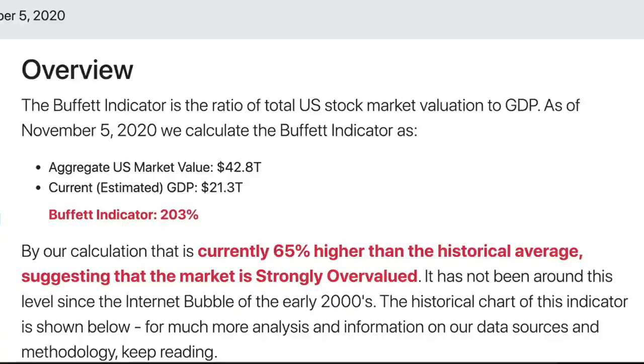Hello everyone. Before we get started, what is the Warren Buffett indicator? It's the ratio of total US stock market valuation to current GDP. Recently, the aggregate US market value is almost double the current GDP. So we're going to discuss in this video exactly what that means and why this indicator is so important for long-term valuation of the stock market.